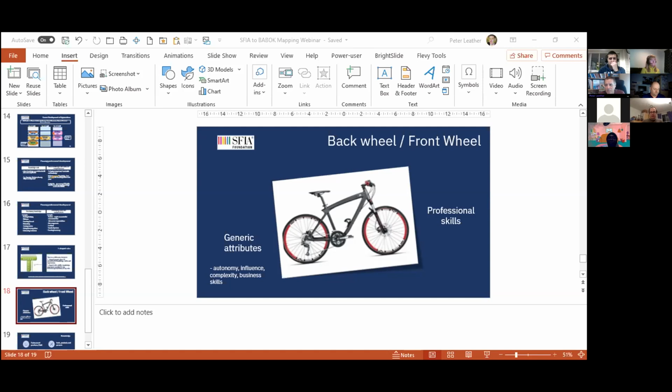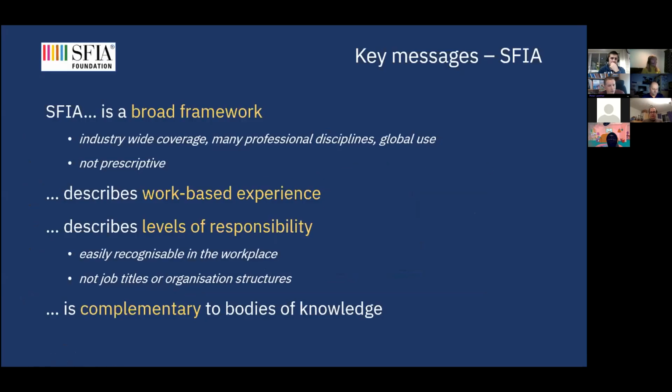Saffron, can you tell me what's on screen at the moment? Yeah, I can see your slide 18. Slide 18, okay. There we go. I think we're back at the beginning. Key messages. Is it the key messages slide? Key messages, right, okay, yep.